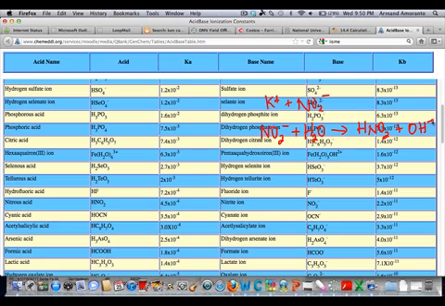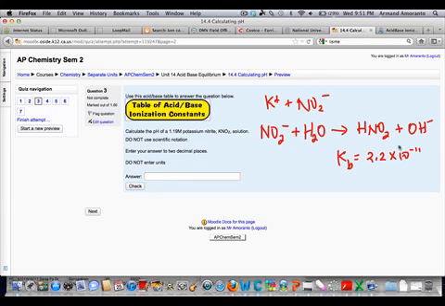OH minus. So in this context, you get this, and of course you need to actually write the Kb for this, and they give us the Kb for the nitrite ion at 2.2 times 10 to the minus 11. So that's going to be an important number. And so all I have to do now is go back to the other screen. And so knowing this 2.2 times 10 to the minus 11, I have to set up an ICE table.